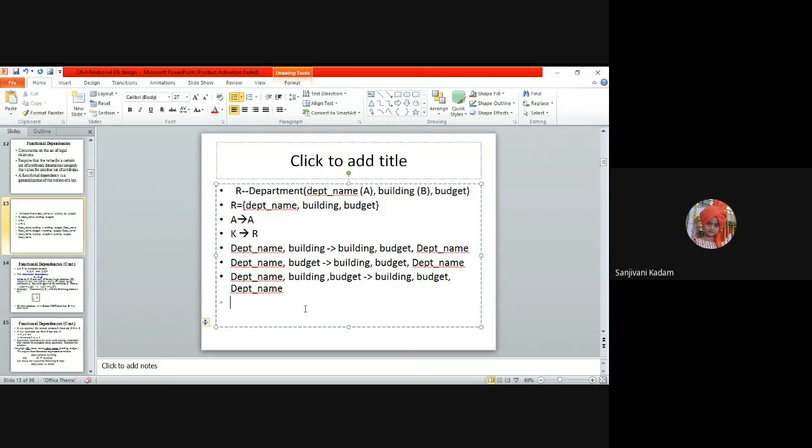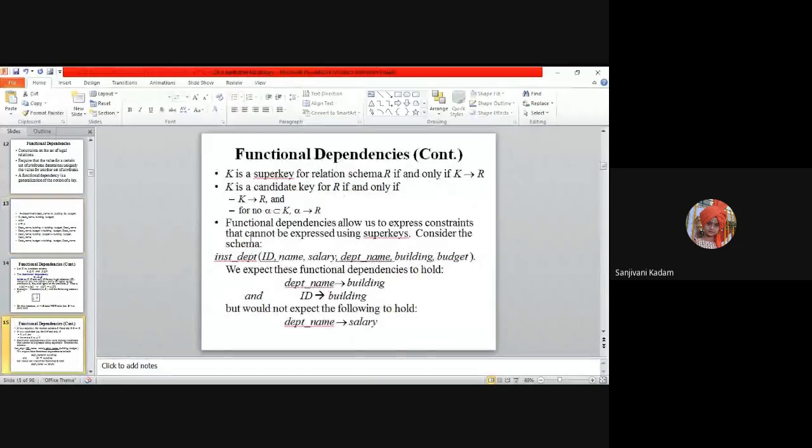Yes. And here it is said that K can be a candidate key. Right now, this is my K. So here K can be a candidate key. This means that right now K gives R, that is true. If I take this set or this set, this will give me the complete R relation. And the second rule is that here for no alpha which belongs to, or is a subset of, K, the subset of K we are talking about.